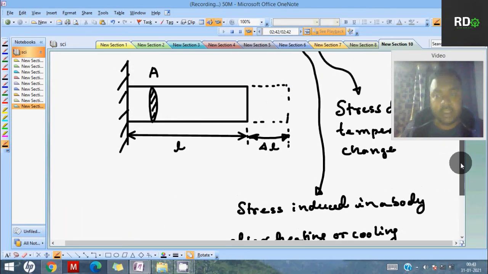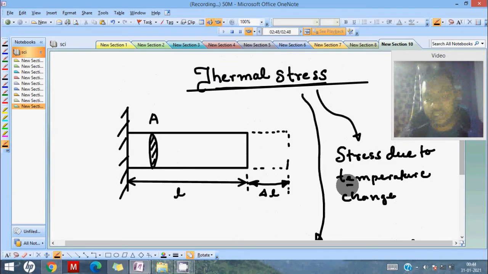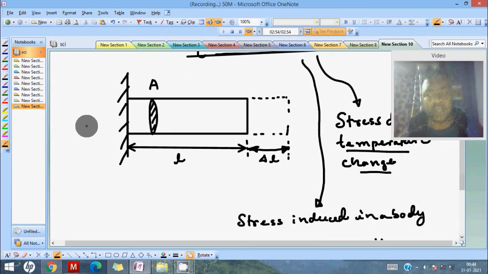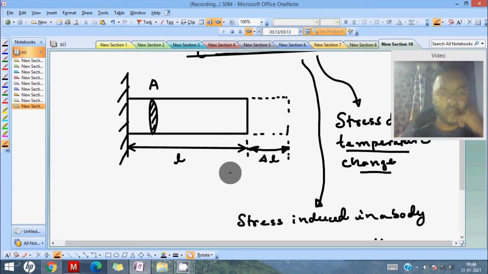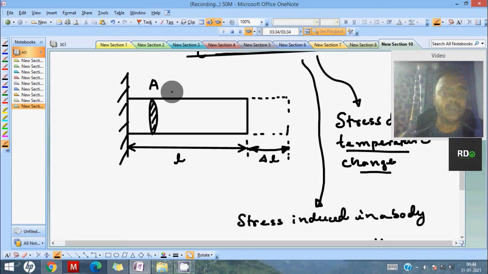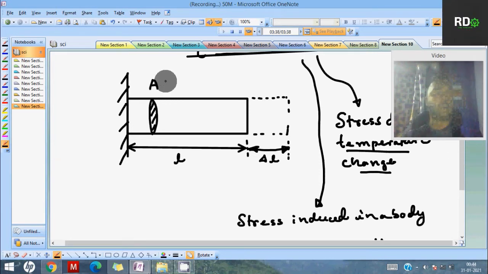In the first definition we wrote, we are talking about temperature change. If you look at this cantilever beam on the left-hand side, my side might be different in the face cam, so let me check which side. Yes, this side for you. You can see the cantilever beam with a uniform circular cross section of area A, and total length L.